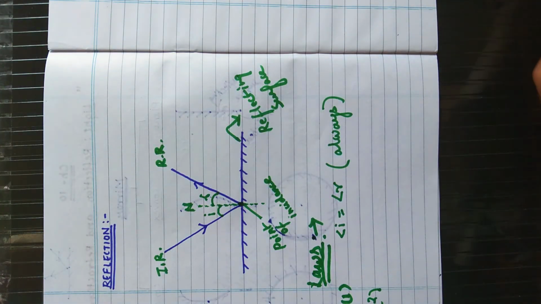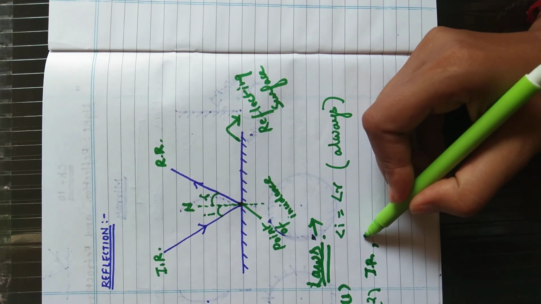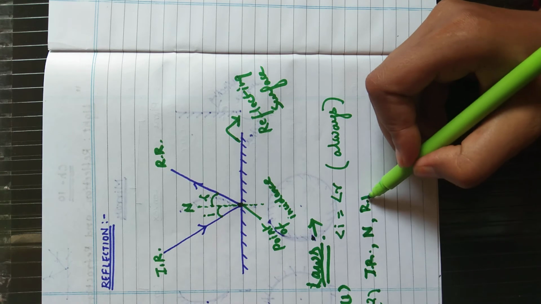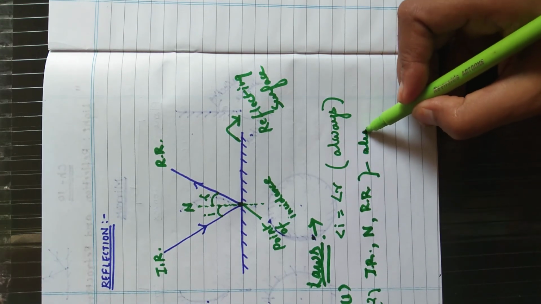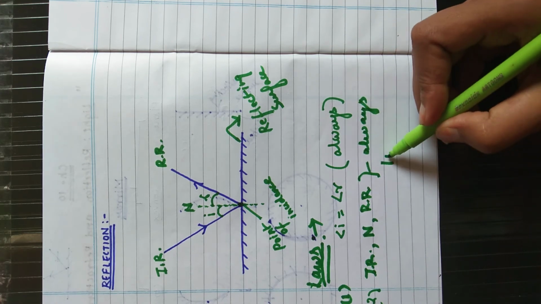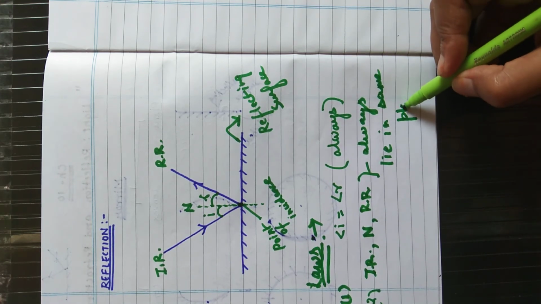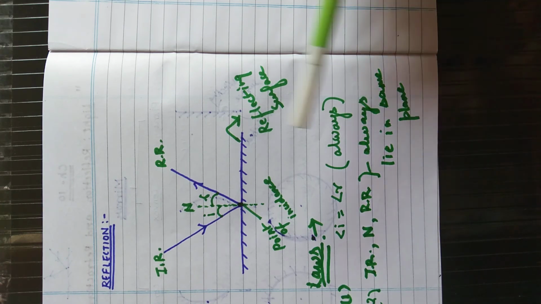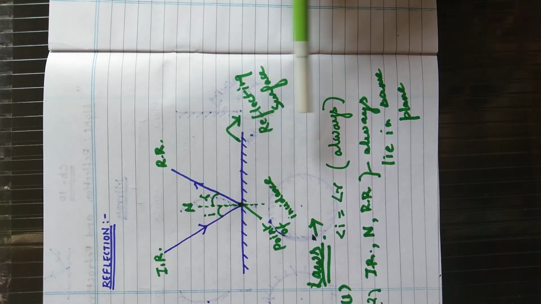So the second law is that the incident ray, the normal, and the reflected ray always lie in the same plane. This is the second law of reflection. So there are two laws of reflection, and students, you have to remember these laws.